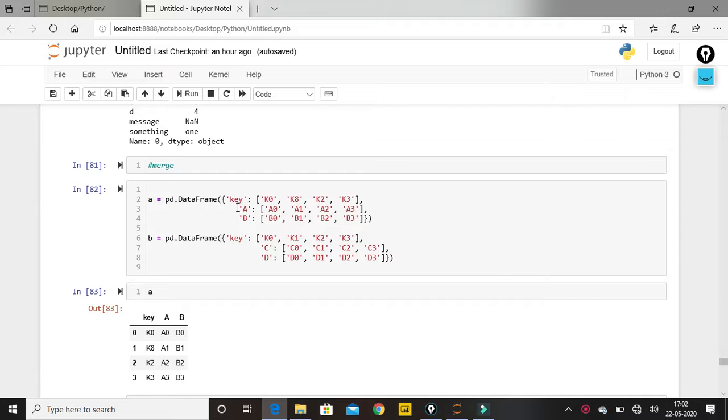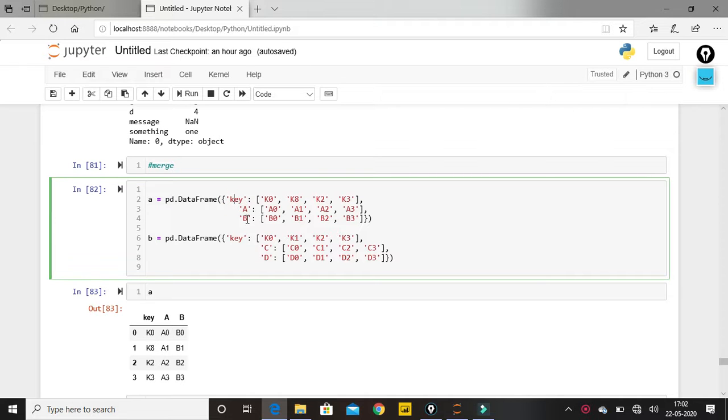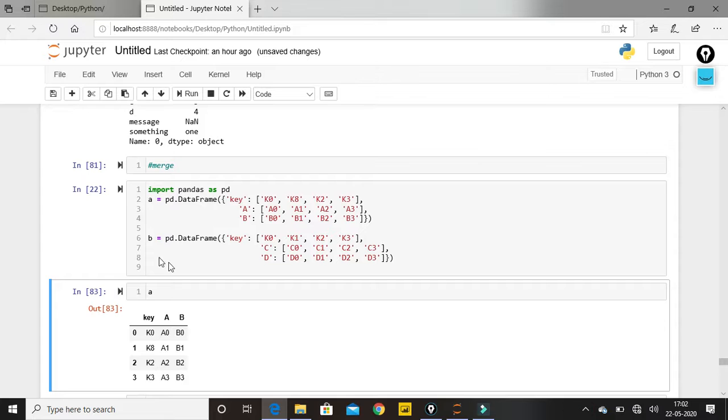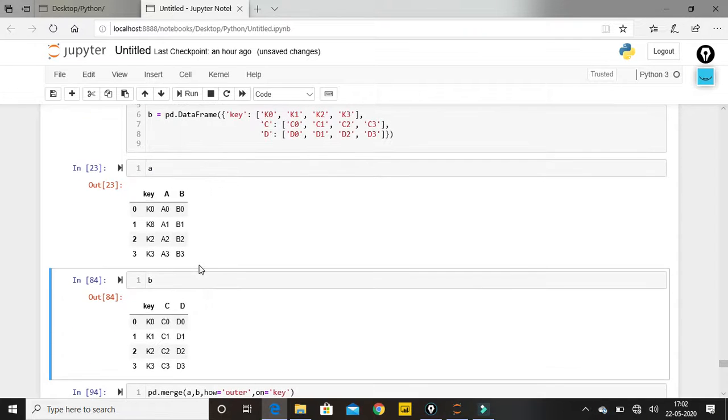So to explain, I have two data frames. I've created two data frames basically from dictionaries. You'll be able to find that there are three columns basically: key, A, B for my first data frame, and key, C and D for my second data frame, that is my B. So if I execute this, let me just import pandas as pd. I'll execute this. So this is my A data frame and this is my B data frame.